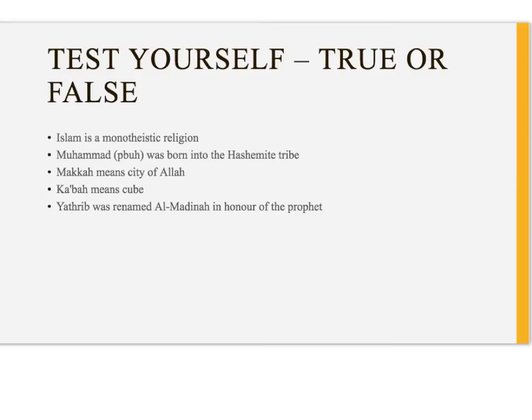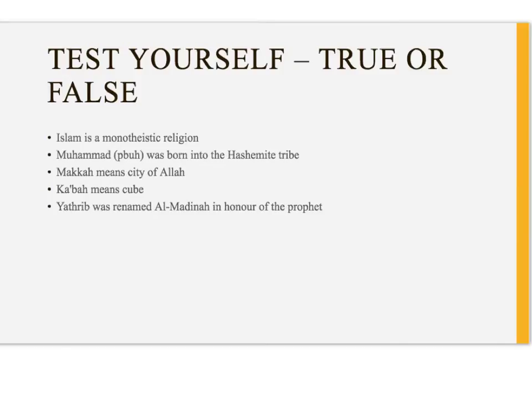Second question, Muhammad, peace be upon him, was born into the Hashemite tribe. That's false, and the difference here is that he was born into the Hashemite clan, which was part of the Quraysh tribe. So you might want to add to your notes here, Muhammad was born into the Hashemite clan, and a clan back in those days was like a family group, and the family groups were named after the surnames of the father of the group.